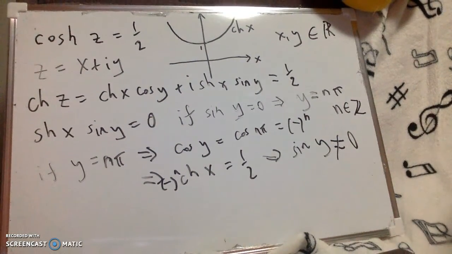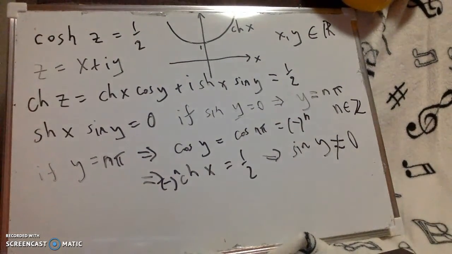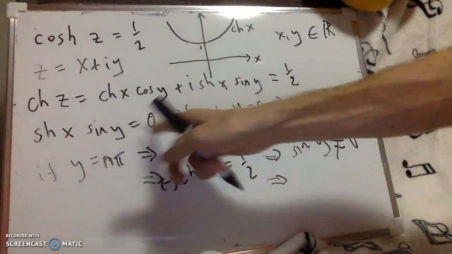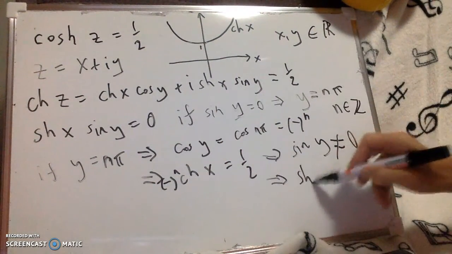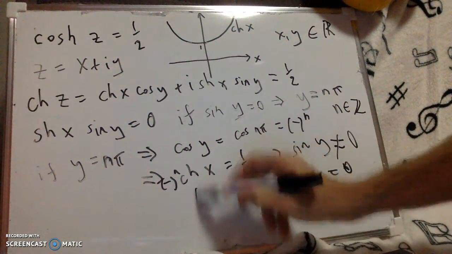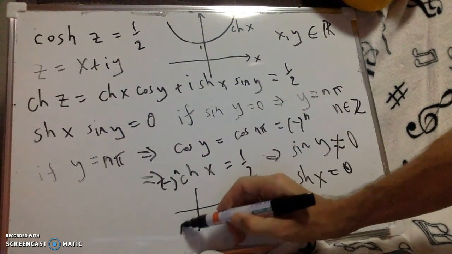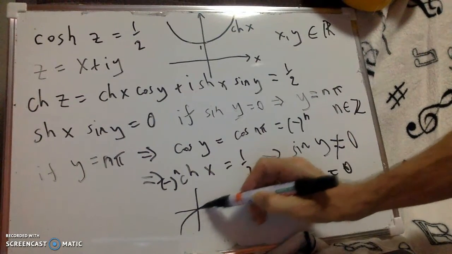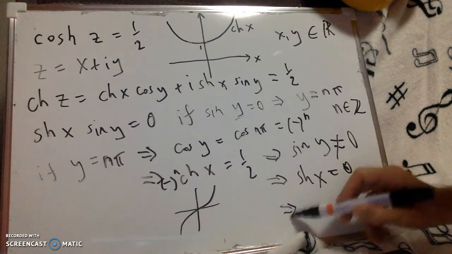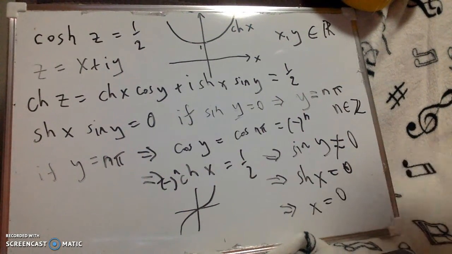Yes, okay, sin y is definitely not 0, which implies that if this is going to be 0, that means sinh x must be 0. x is real. So just to remind you, sinh of x looks something like this. It only has one solution when x is 0, which implies x equals 0. So we know now that x is equal to 0.